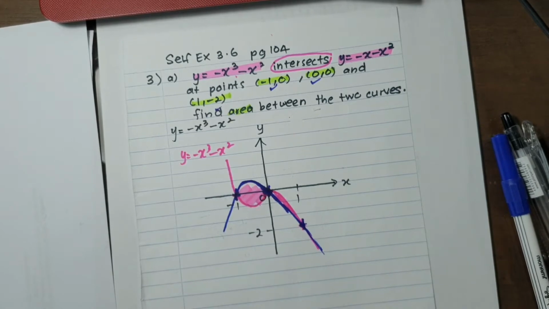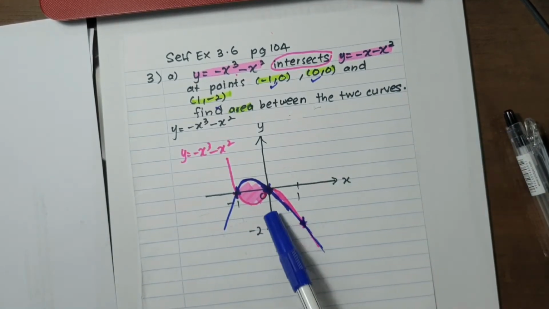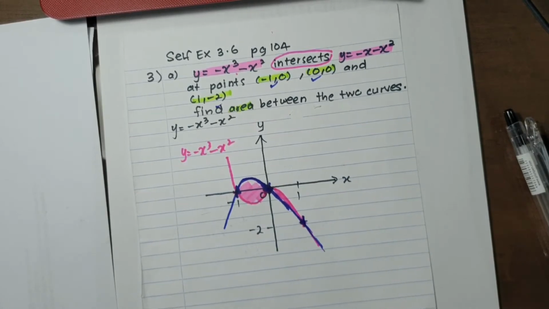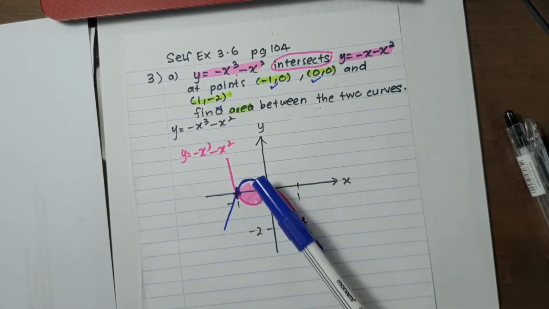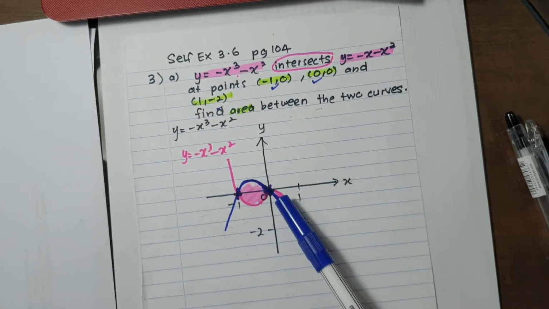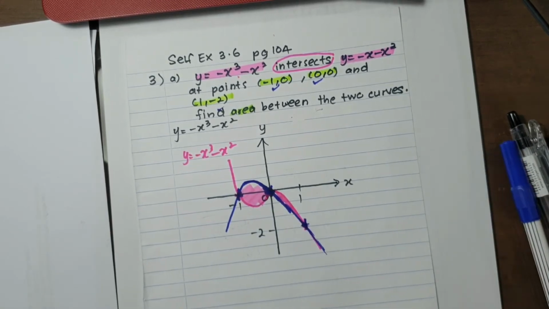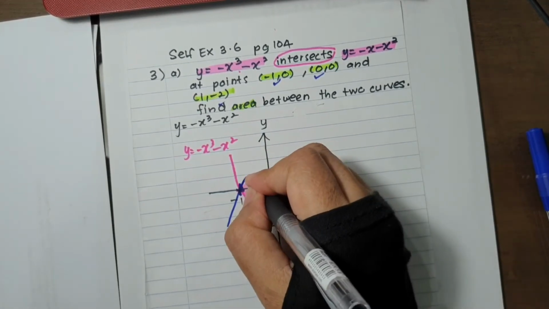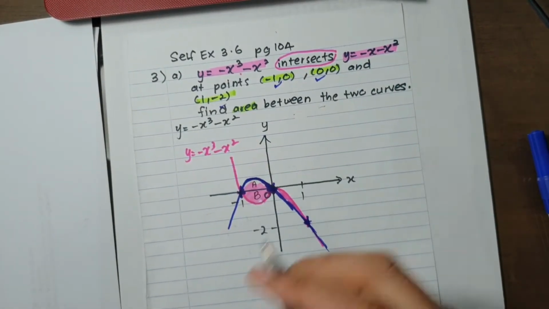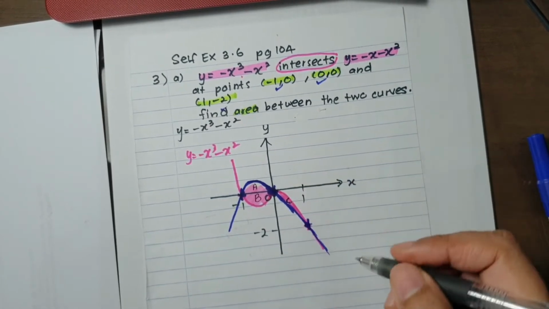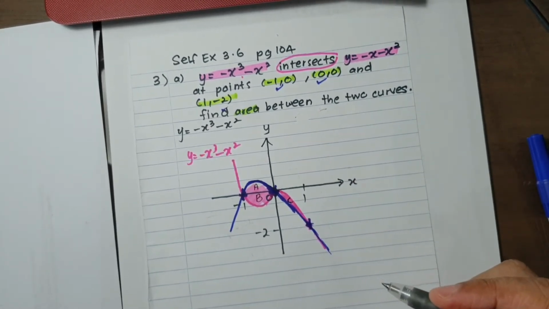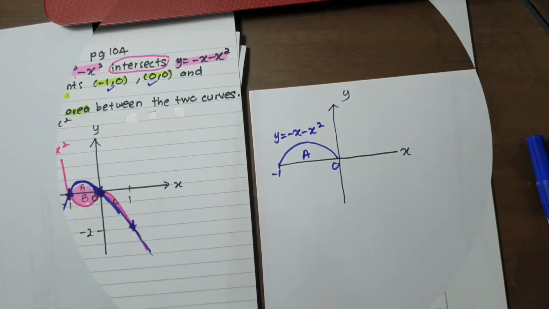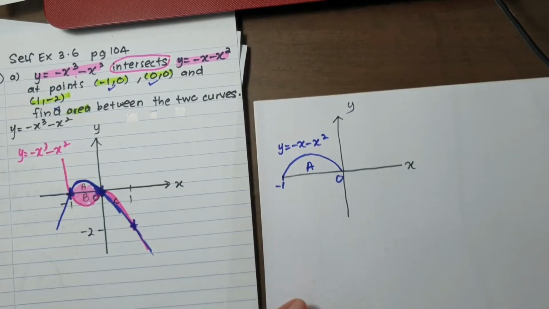Both are curves, not straight lines. So now you need to find the regions, 1, 2, 3. There are three. I label them as region A, B and C. Let's find the area of A, B and C. Okay, area of A.